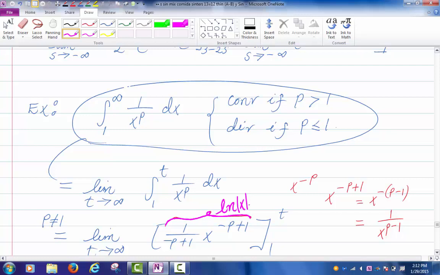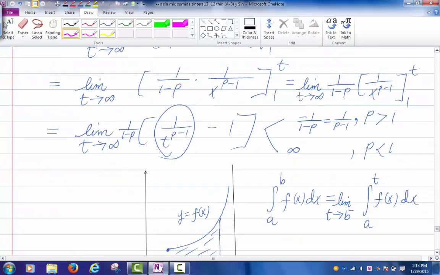Am I making sense? We are going to come back to the case p equals 1 later when I talk about the log function. Is everybody okay with that? Okay, the antiderivative of 1 divided by x is the log of absolute value of x. And this log function goes to infinity as x goes to infinity. Therefore, once again, when p is 1, the integral would be divergent. Is everybody clear on that? If you didn't see the log function, don't worry about it. We are going to talk about the log function very soon. All right.